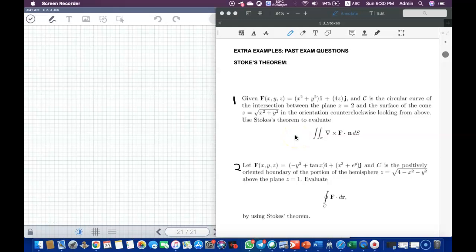Okay, here just to give you an extra examples on the Stokes theorem. So I select a few questions from the past final exam question. Okay, so look at the first one.